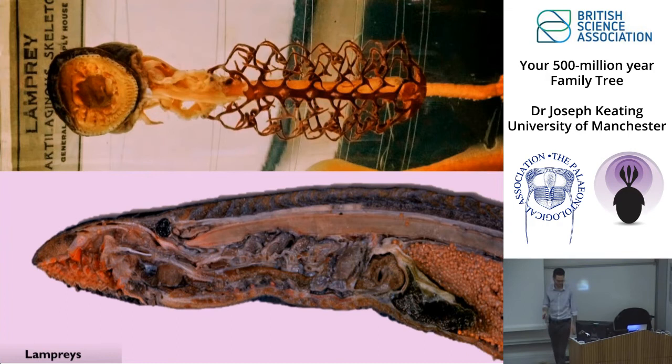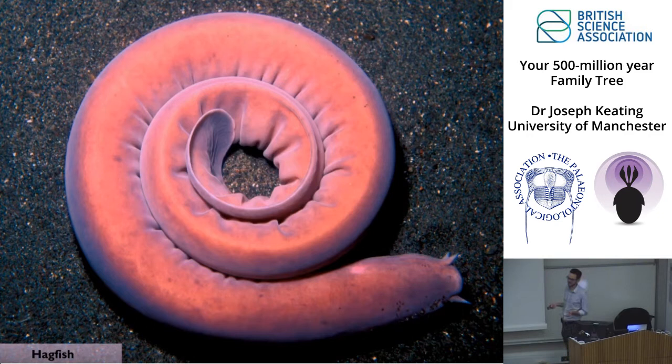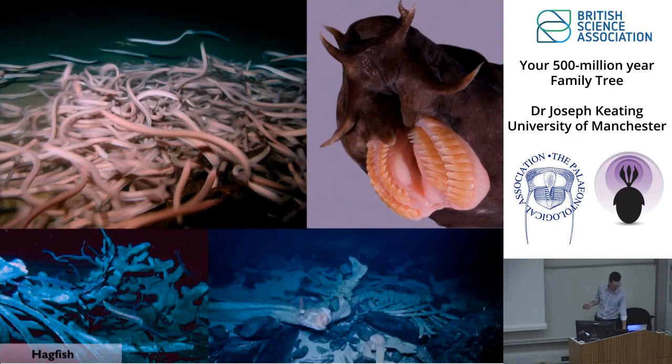You can see it here in the cross section, just a single rod of cartilage. As bad as lampreys are, they are nowhere near as disgusting as these guys. So these are the hagfish. And you might be confused for thinking that this is a worm. And indeed, when these guys were first described by the famous scientist Carl von Linnaeus, he thought that these were indeed worms and classified them along with the earthworms. But these are, of course, vertebrates, and horrible vertebrates at that.